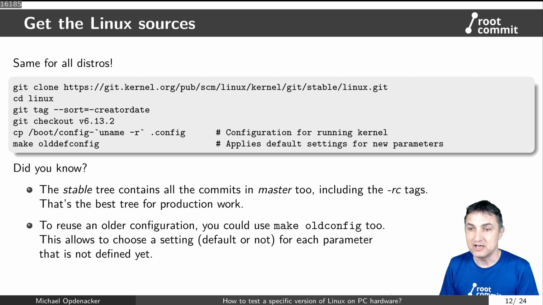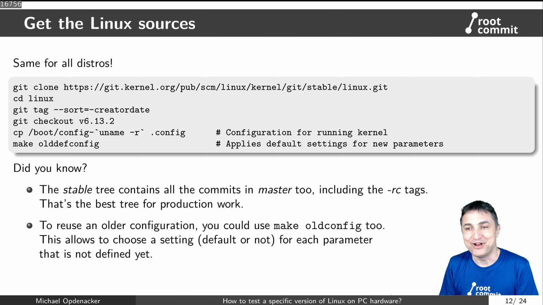For the same need, you could have also run make oldconfig, but this variant asks you to choose a value for every new parameter. That's great when you really want to know what the new options are, but if you are in a hurry and the default settings are fine, make olddefconfig works better.